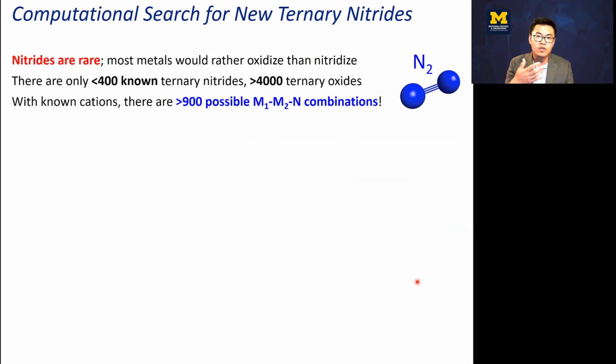So while there are only 400 known unique nitride materials, there's over 4,000 ternary oxides. This is not even 400 known ternary nitrides. This is a mistake. It's actually just 400 nitrides total.